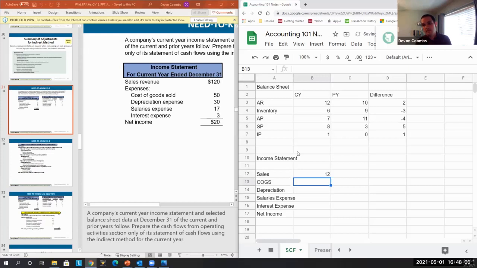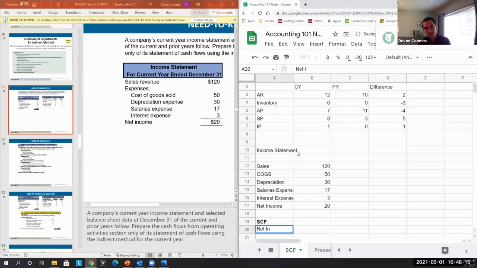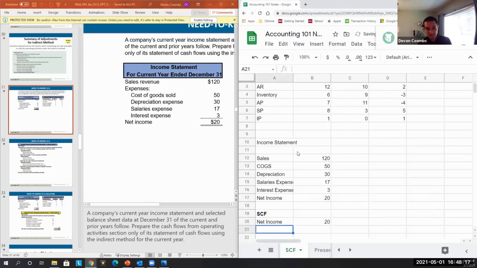So 120, 50, 30, 17, 3 equals this minus this minus this minus this minus this. We have $20 in net income. So how do we make our statement of cash flows? You take your net income of 20. That's what you start off with.